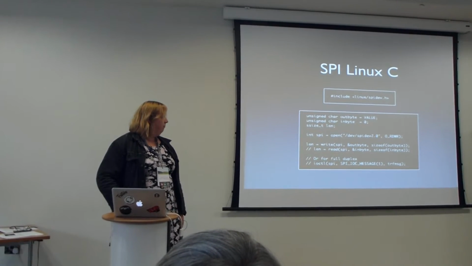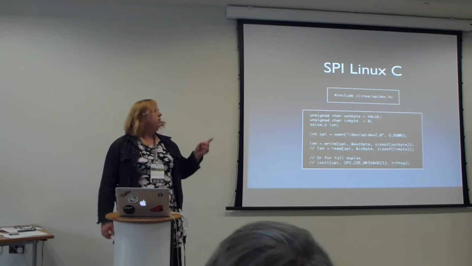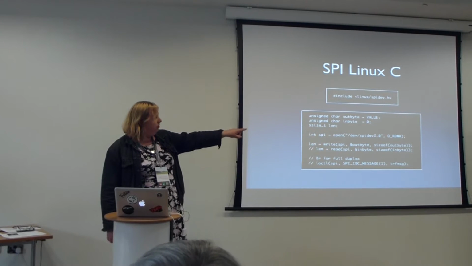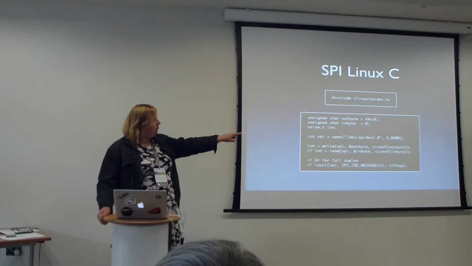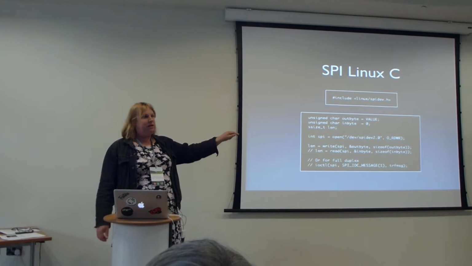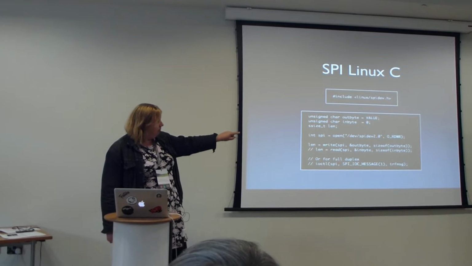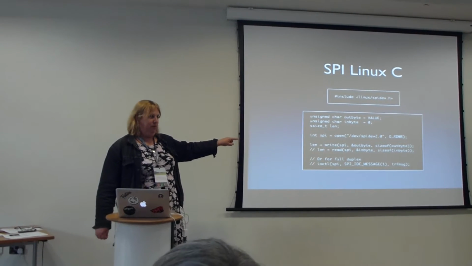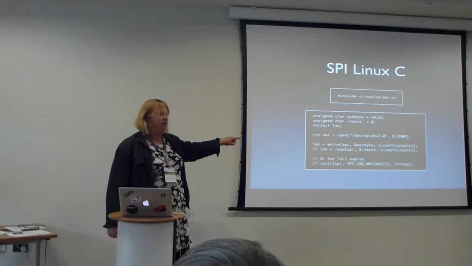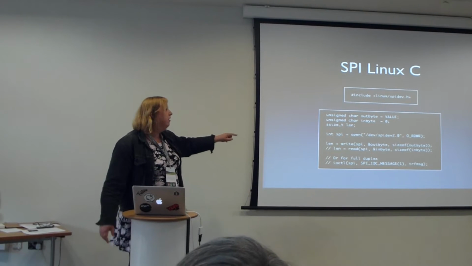So in C, it's just open the device. If you can see, it's got 2.0 there. The 2 means it's SPI device 2. The 0 means it's chip select 0 for that device. The reason I've got 2 and 0 here is this code is actually off of a BeagleBone, not a Raspberry Pi, but it's exactly the same. The only reason I use a Raspberry Pi is because everybody seems to have them.